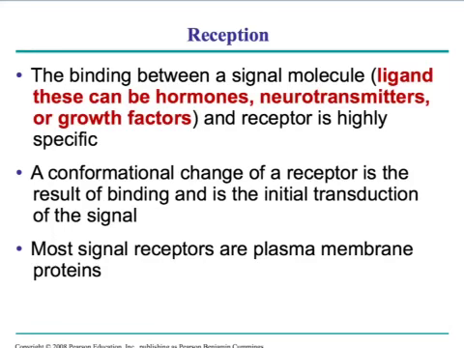Now, most, if not all, of your signal receptors are going to be plasma membrane proteins. There are some that are internal, but that's a little bit of a different situation, which we'll talk about later.